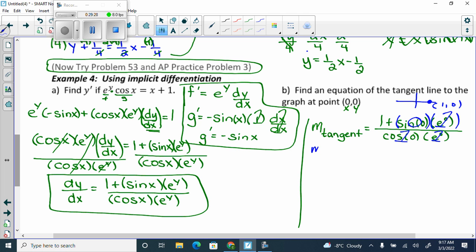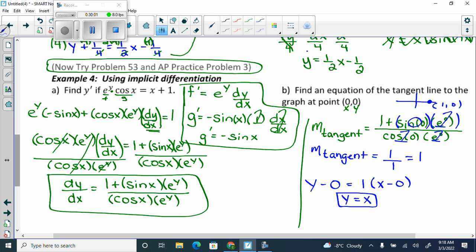So I'm going to get m tangent equals 1 plus 0, so 1, over 1, so it is 1. Nicest tangent slope ever. And then we want the equation of a tangent. So what are we going to do? y minus 0 equals 1 times x minus 0. So it's just y equals x. It's the identity line, the one that the inverse reflects on.